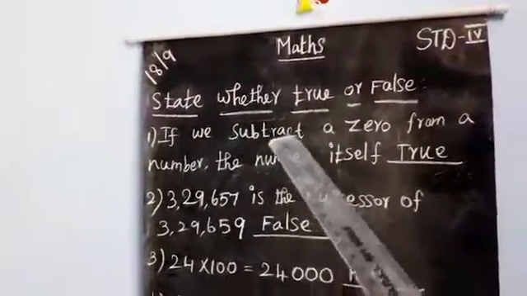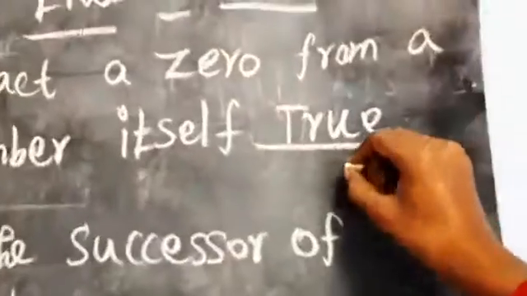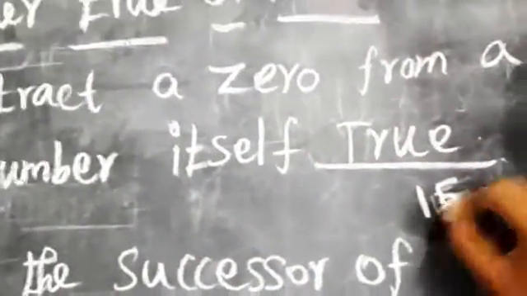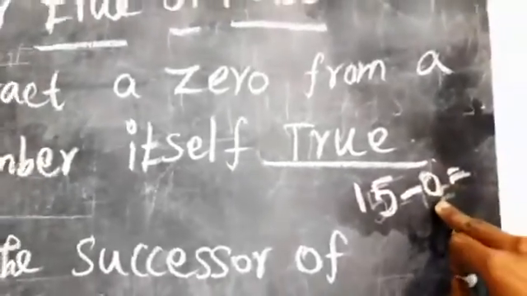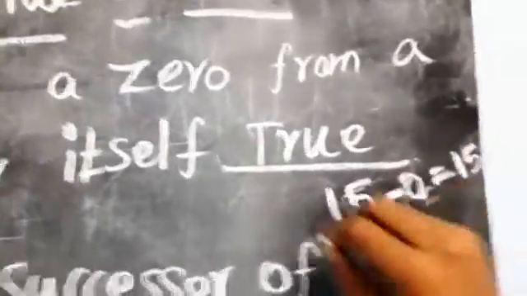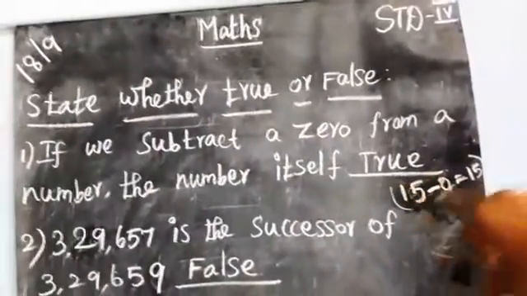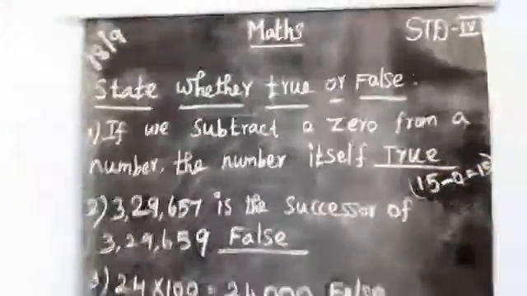If we subtracted a 0 from the number itself. Now look at the example. Here we can take a number 15 minus 0. We can subtract 0 from any number, and the answer we get is the number itself. So the answer is 15. So the statement is true, because when we subtract 0 from a number, the answer we get is the number itself, isn't it? Yes. So true. T-R-U-E, true.